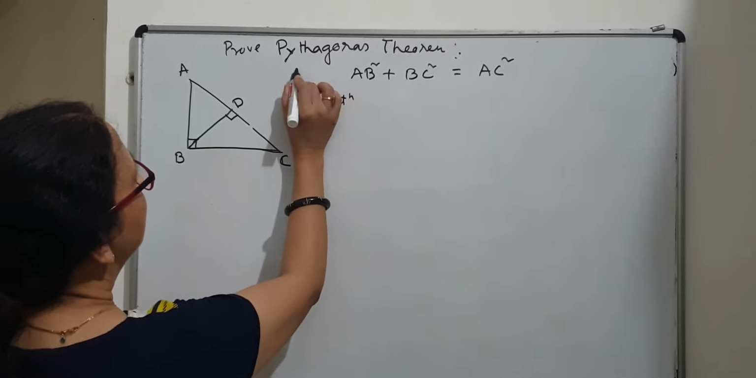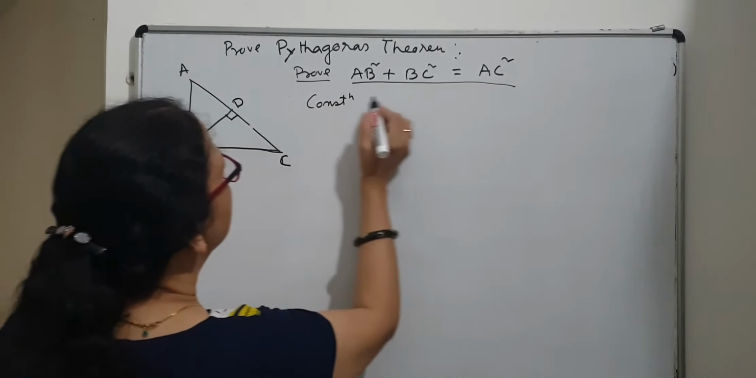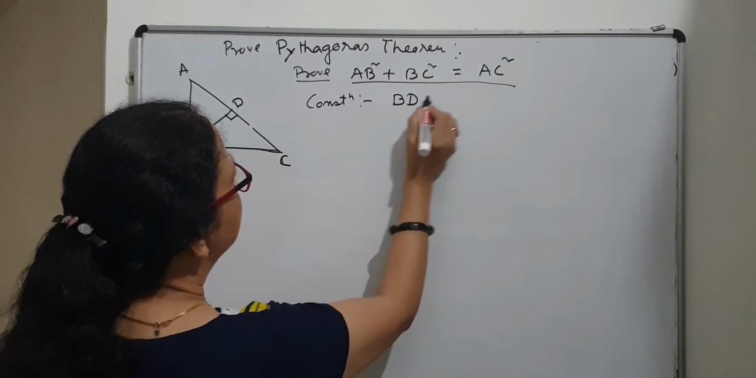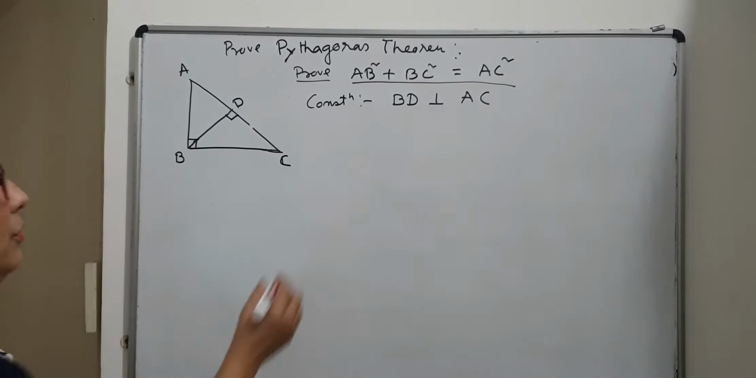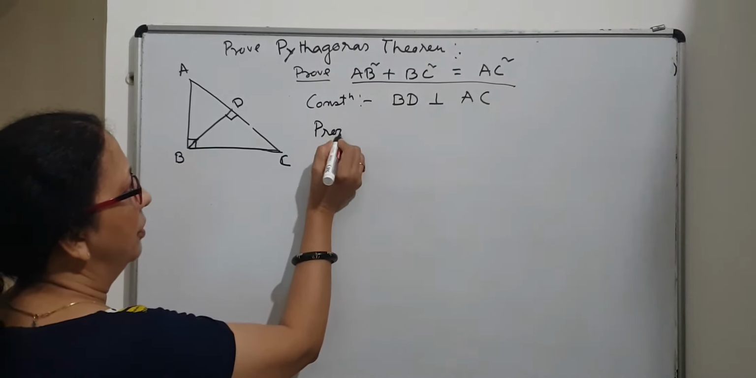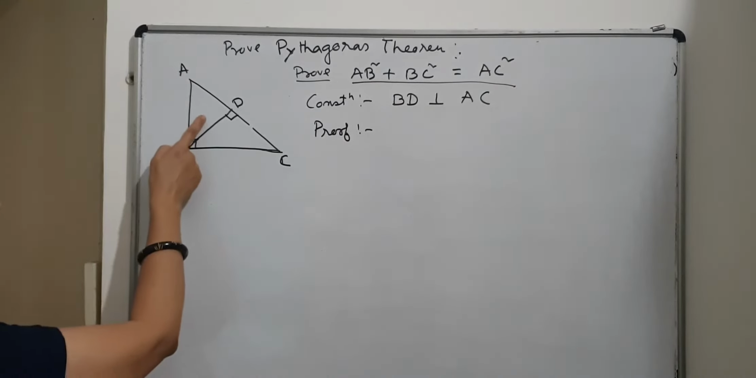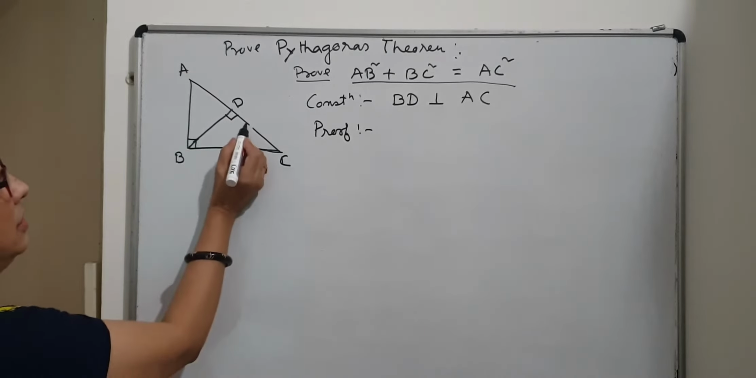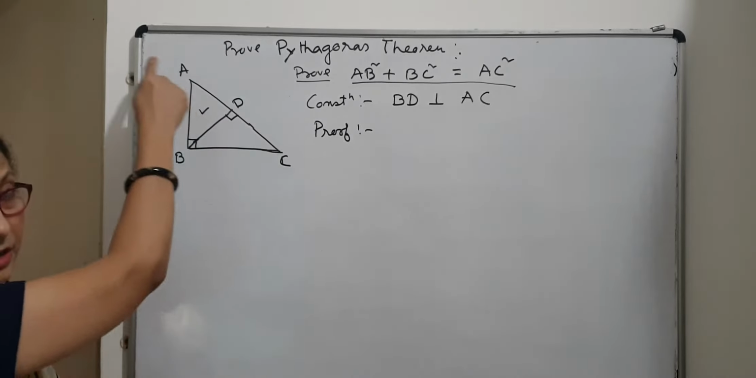That is, we have to prove this statement. So for this we need a construction, that is BD is perpendicular to the hypotenuse. Now how will you do the proof? As I have told you, these two triangles are similar to each other and to the whole triangle. So now what will you do? We will consider one small triangle and the big, original triangle.